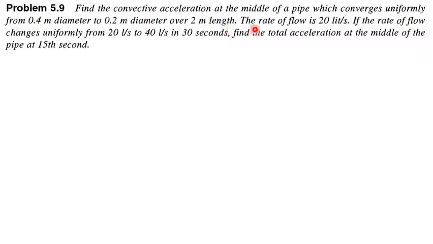The rate of flow is given as 20 liters per second. If the rate of flow changes uniformly from 20 liters per second to 40 liters per second in 30 seconds, find the total acceleration at the middle of the pipe at 15th second.